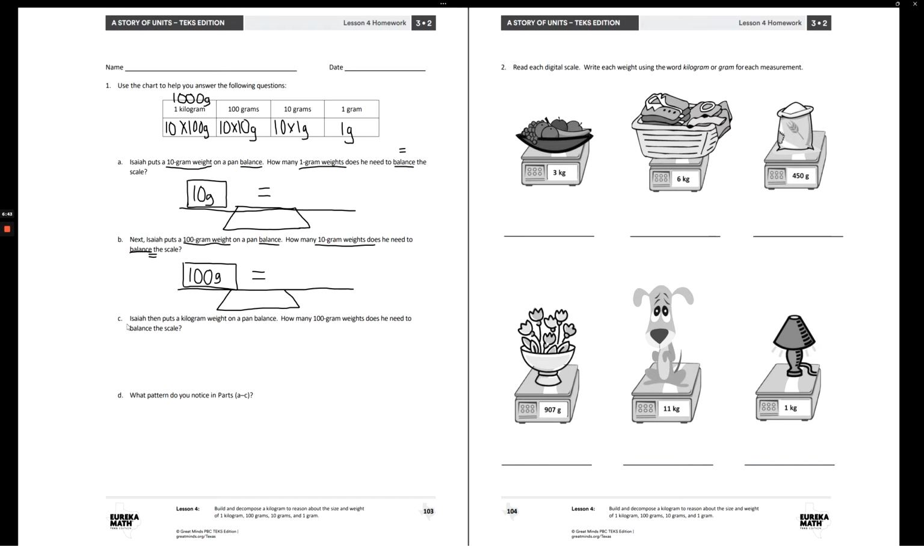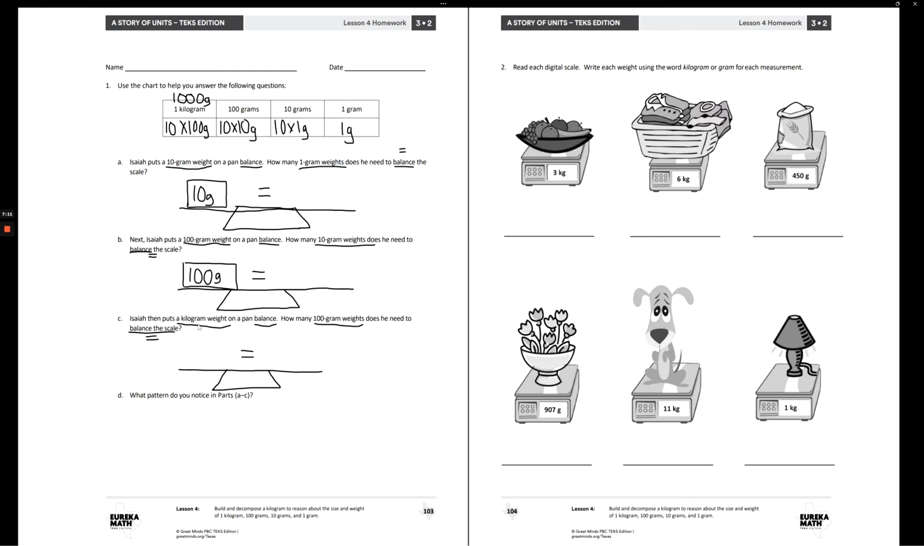C. Isaiah then puts a kilogram weight on his balance. So we know we're using a balance again. Let's go ahead and draw it. Put our equal sign in the middle because we want both sides to be equal. How many 100-gram weights does he need to balance the scale or make it equal on both sides?